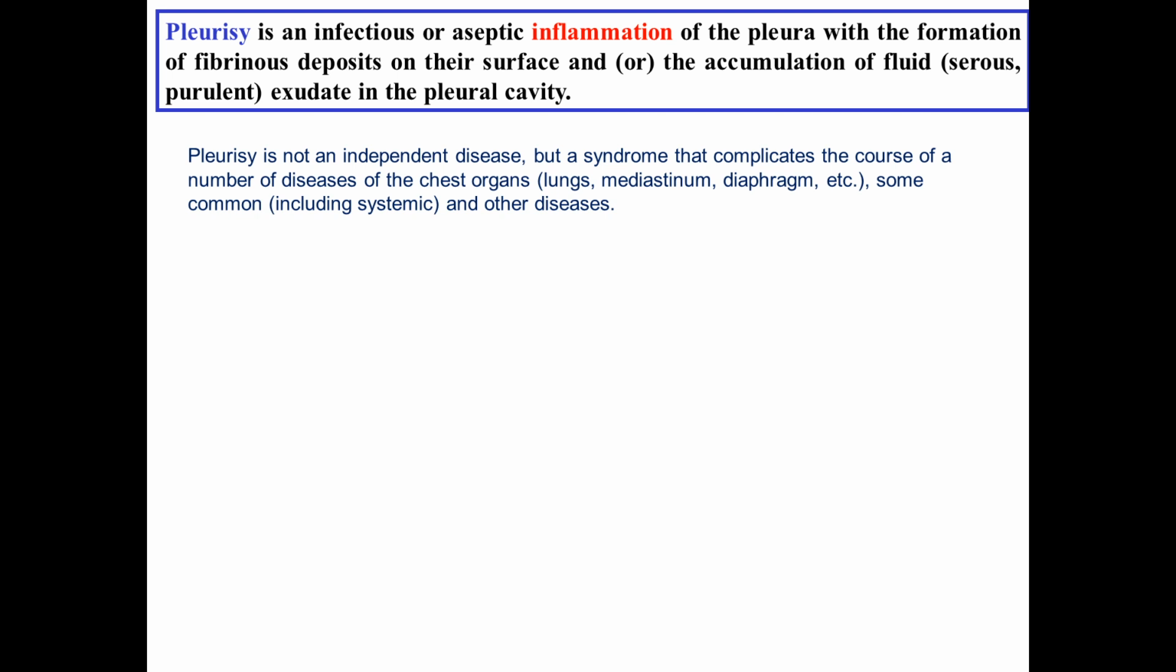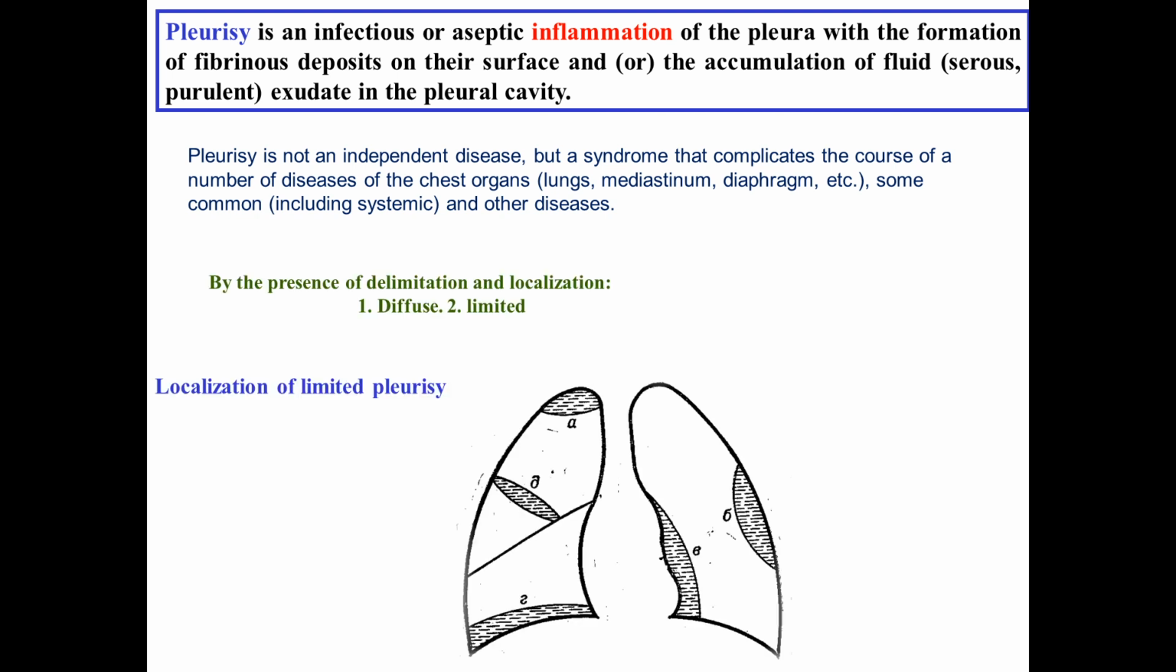Pleurisy is an infectious or aseptic inflammation of the pleura with the formation of fibrinous deposition on their surfaces and accumulation of fluid exudate in the pleural cavity. Pleurisy is always not an independent disease, but a syndrome that complicates the course of a number of diseases of the chest organs, lungs, mediastinum, diaphragm, etc. Some are common, including systemic and other diseases. That's why damage to the pleura is always a secondary process, a complication of other disorders.